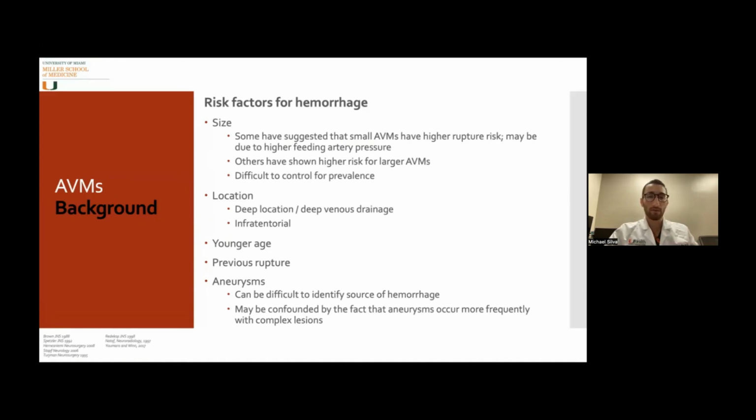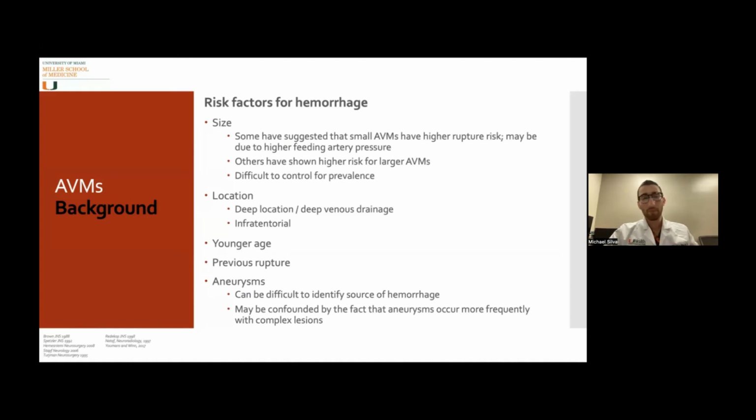Location: some folks have shown that deep location and deep venous drainage are risk factors for hemorrhage, and that infratentorial AVMs may be at higher risk. Younger patients and previous rupture have been shown in some studies to be risk factors for AVM rupture. And lastly, aneurysms, which can make it difficult to identify the source of the hemorrhage, whether it's the AVM or the aneurysm. But those are also considered a risk factor for hemorrhage.